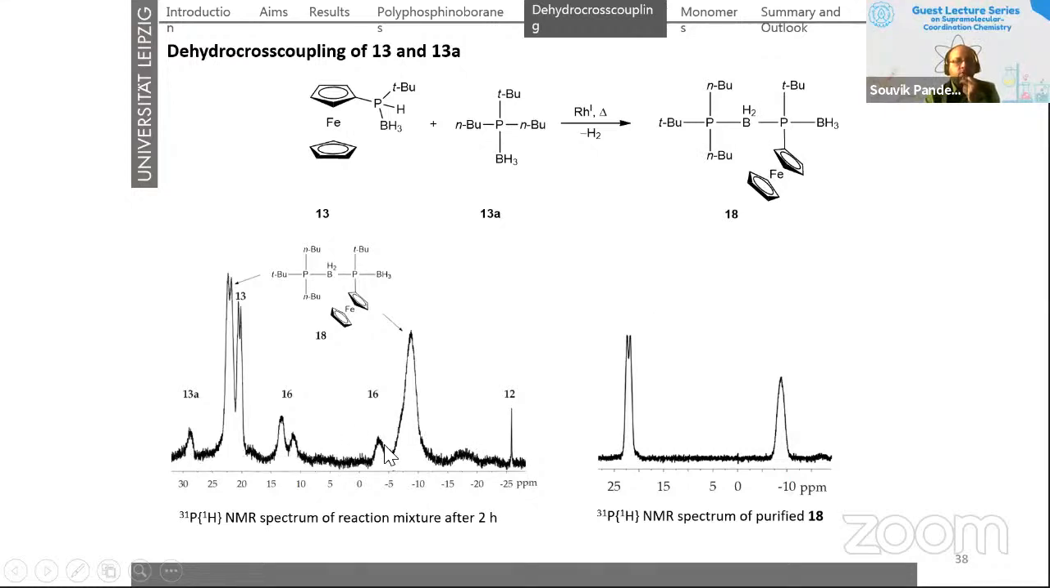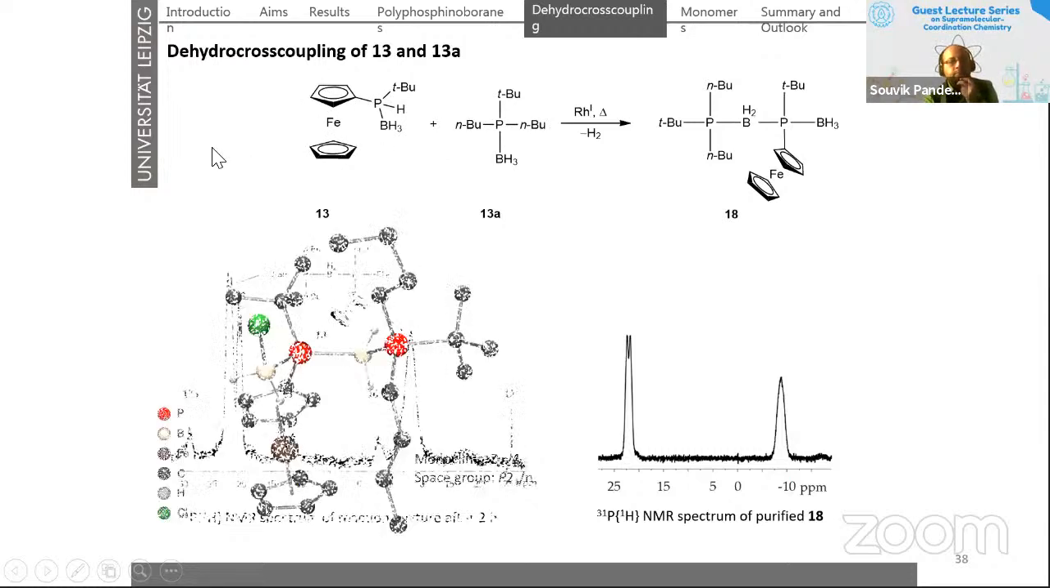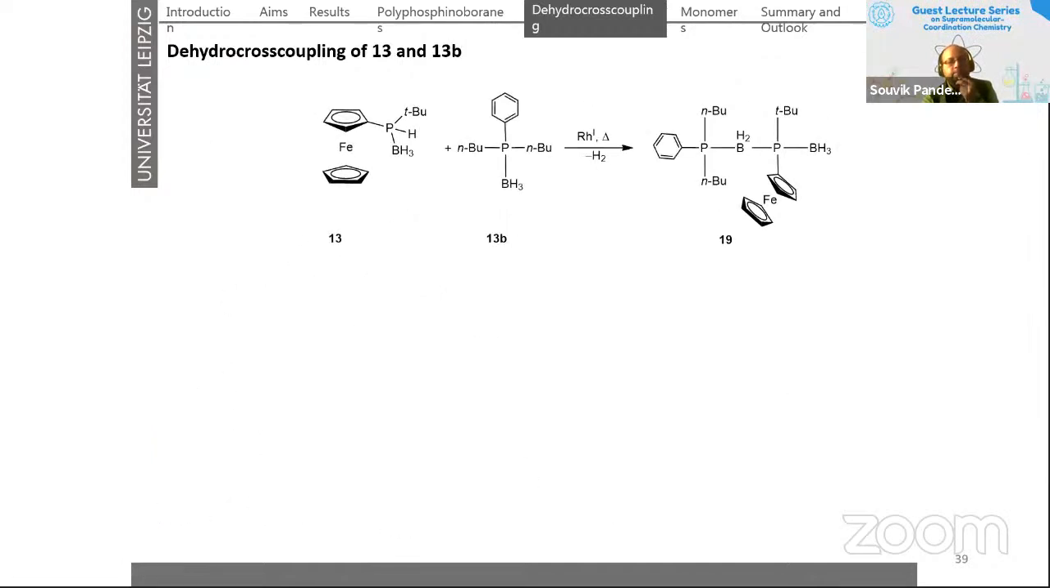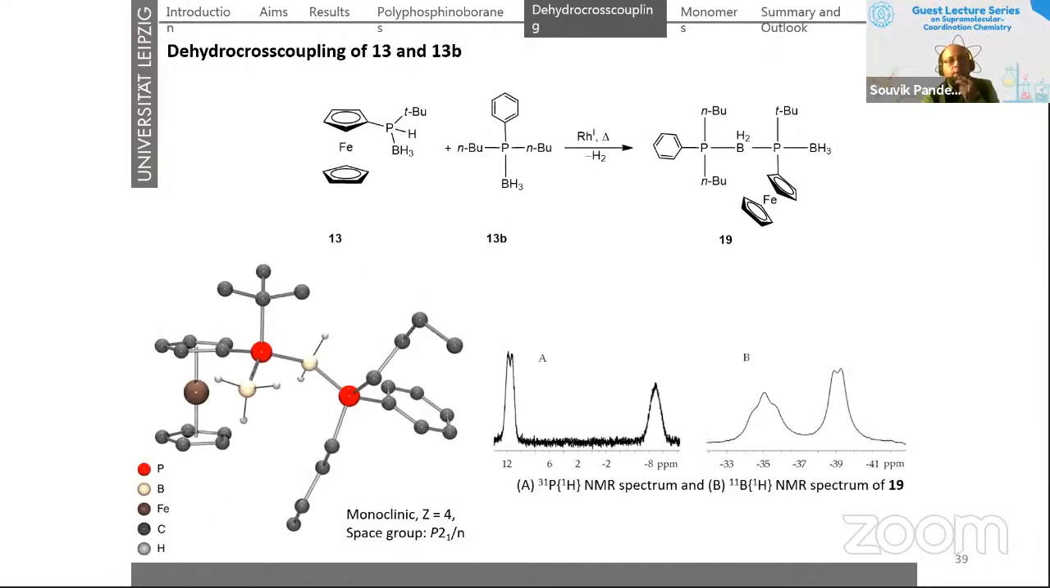If you can recognize those peaks, these are nothing but the dehydrocoupled product of this compound. So when I do the cross coupling between these two, I also obtained a dehydrocoupled product of this ferrocene compound. Okay, so I hope you understand. This is the same technique with another material.